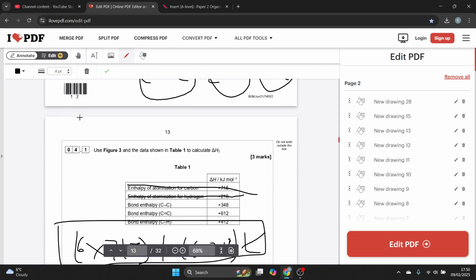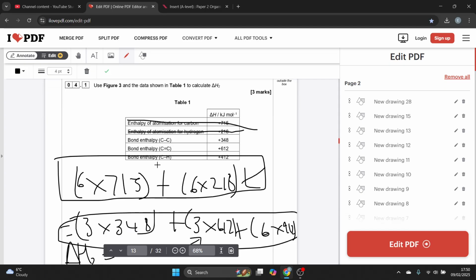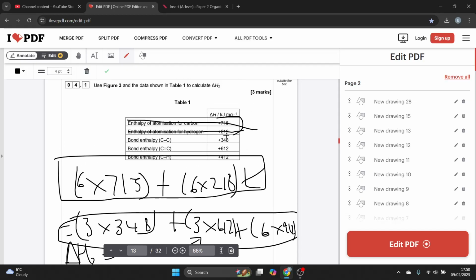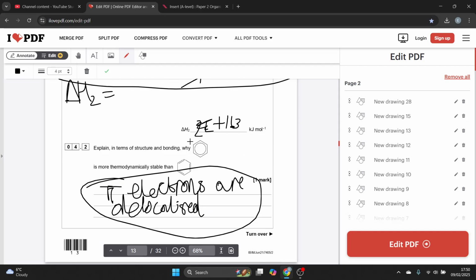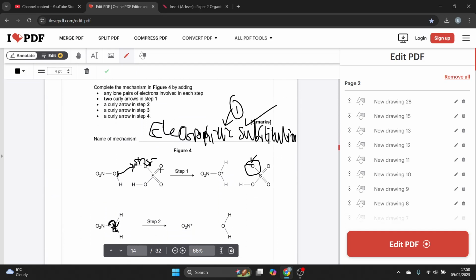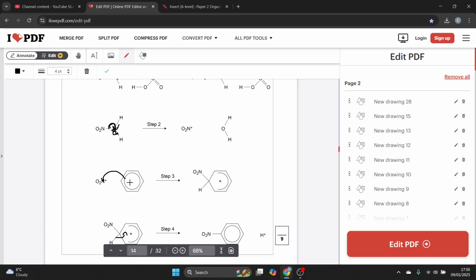Yeah, this benzene question. First 3 marks on delta H2. That big number minus a small number. This is basically 6 times that, 6 times that, plus 3 times that, 3 times that, 6 times that. Let's subtract them, you get that. Pi electrons are delocalized. Electrophilic substitution. There you go.